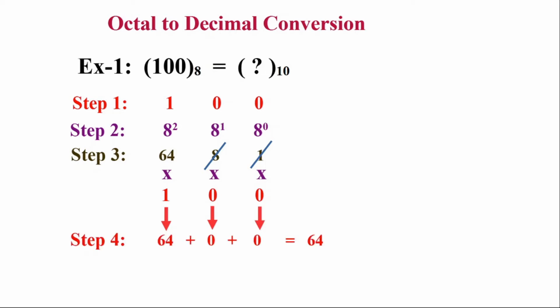Next, we have to multiply the weight values with the corresponding digits, and then in step 4 we have to add the values. Finally, we will get the decimal equivalent of that octal number. Here 64 is the decimal equivalent of octal number 100.